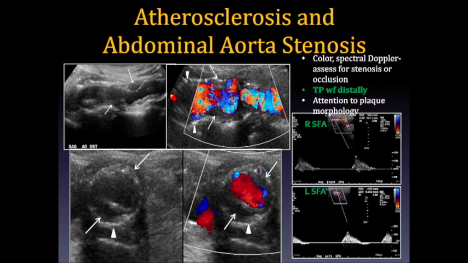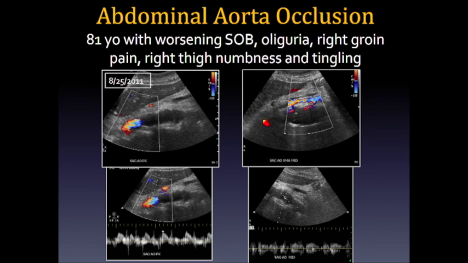So on this examination, we look at the aorta on grayscale, and we see this large calcified as well as mostly soft tissue plaque that causes luminal narrowing, and on color Doppler it is seen as aliasing within the vessel. And distally, in the right SFA as well as left SFA, we see tardus parvus waveforms representative of a significant stenosis above.